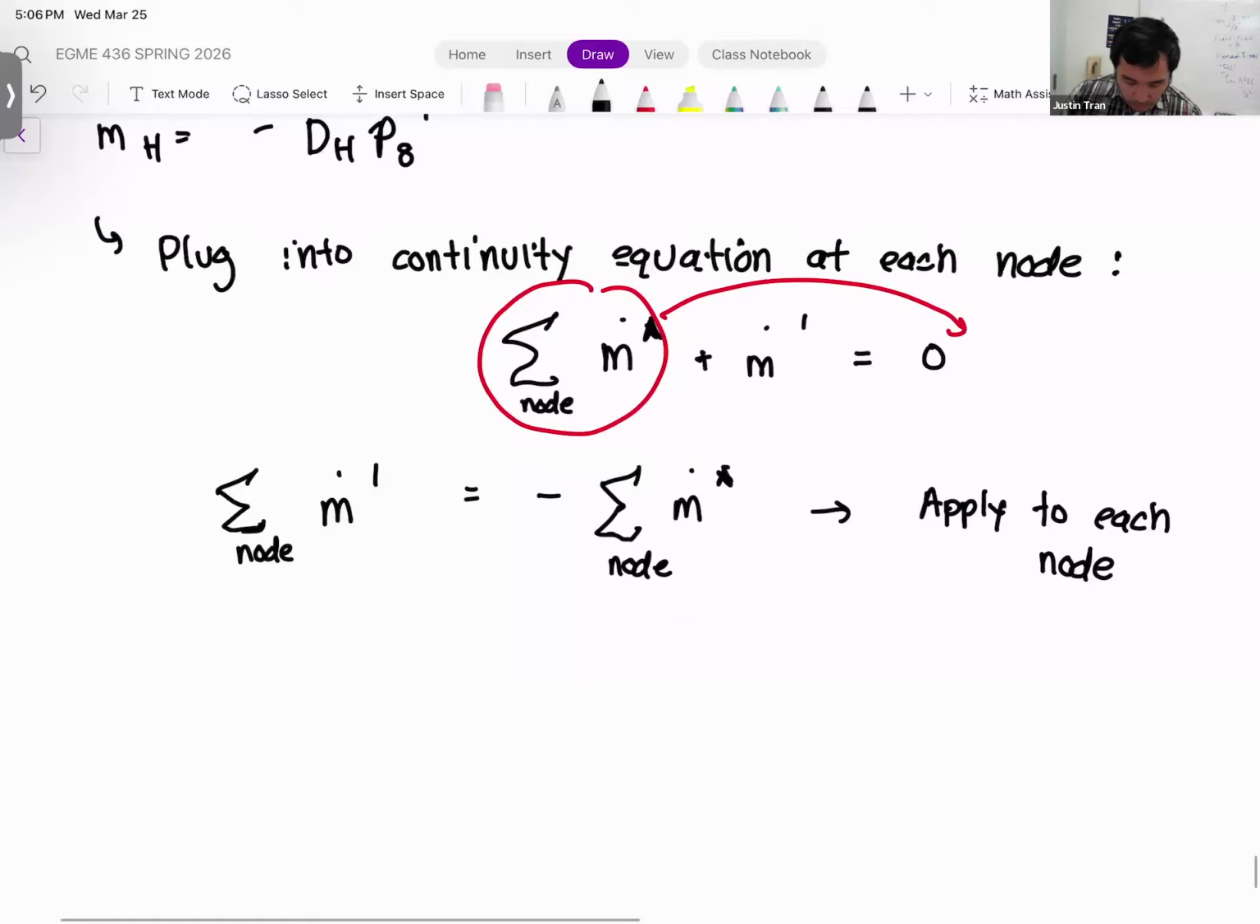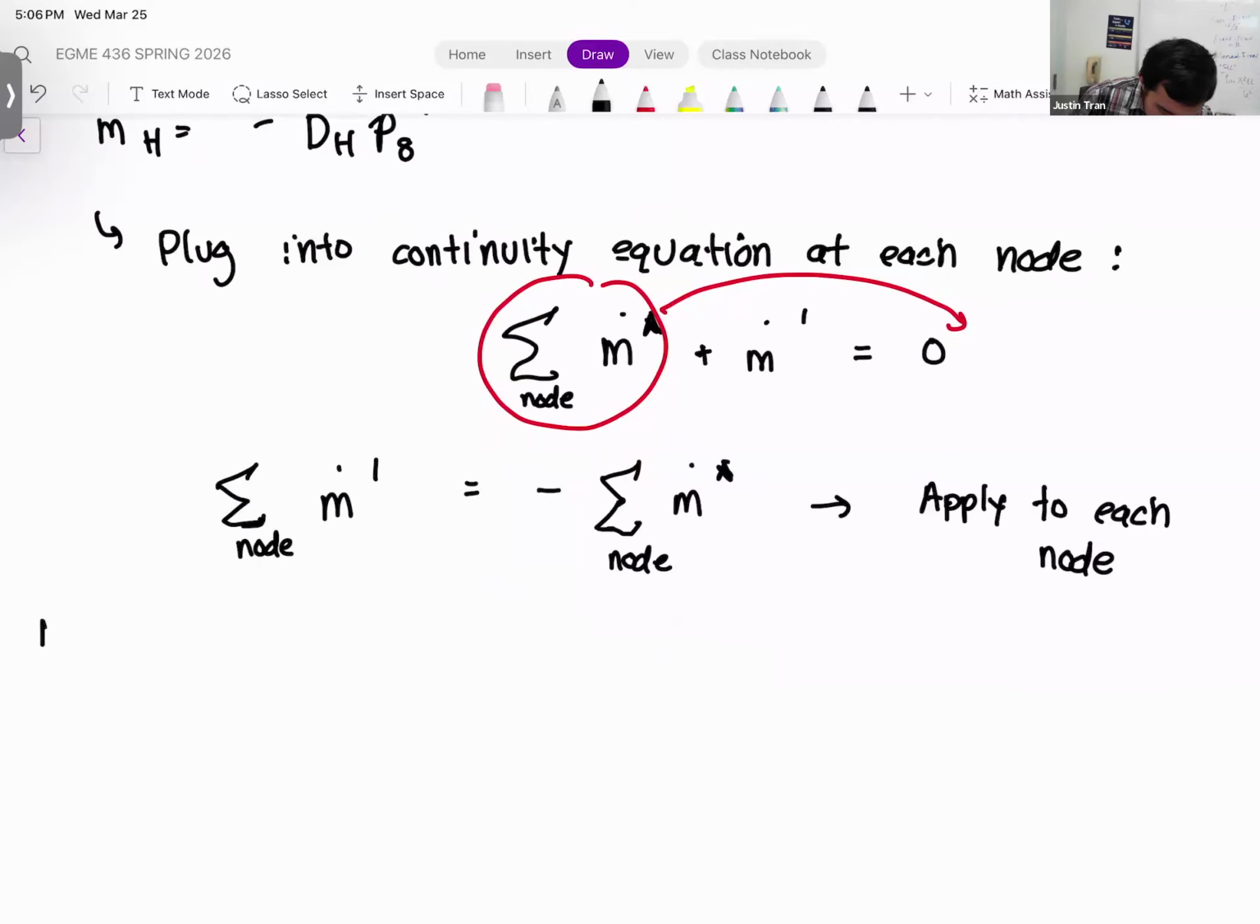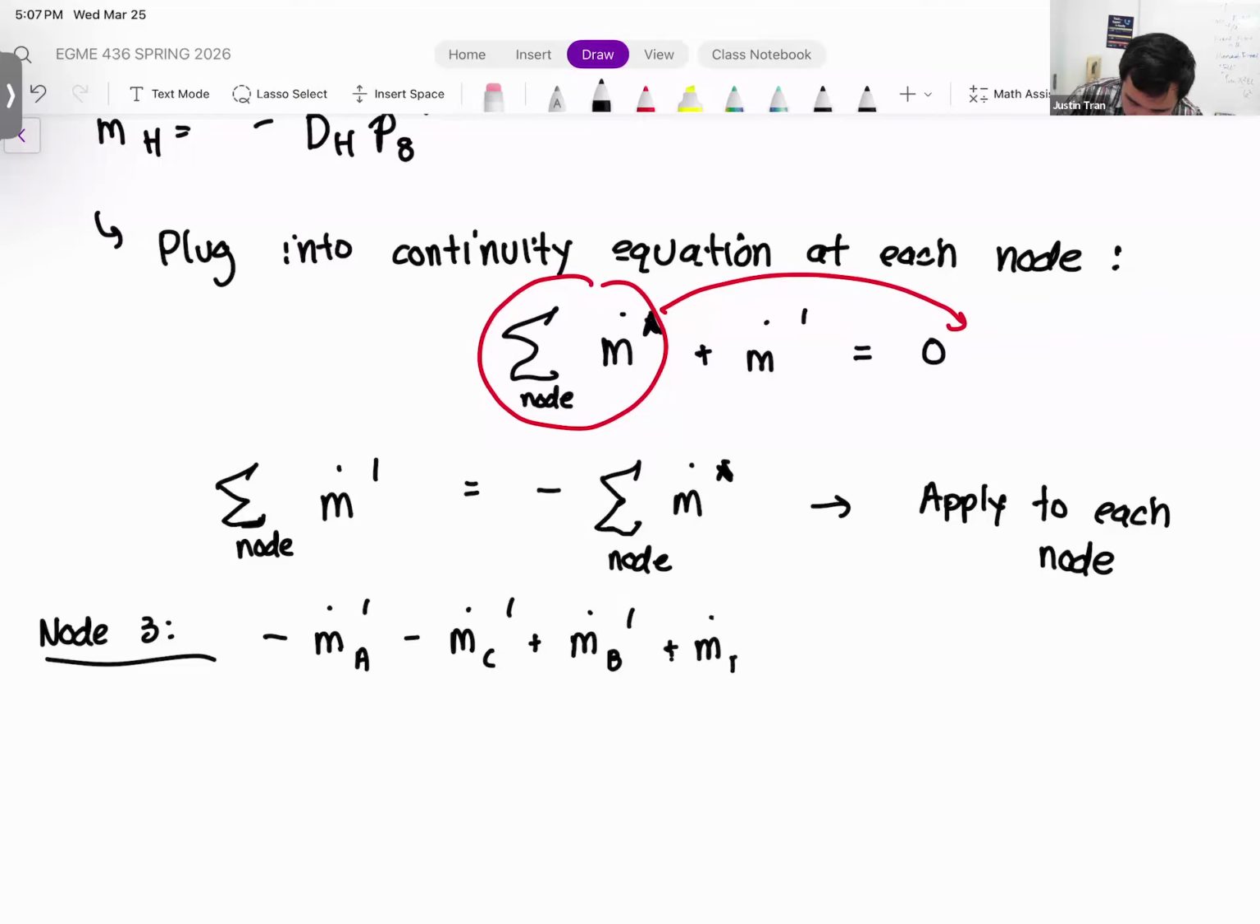Okay. All right, so let's go ahead and do that. Let's apply this to node 3, because that is where our first interior node is. And so on the left-hand side, we're going to have minus m dot A prime minus m dot C prime plus m dot B prime plus m dot D prime is equal to m dot A star plus m dot C star minus m dot B star minus m dot D star.